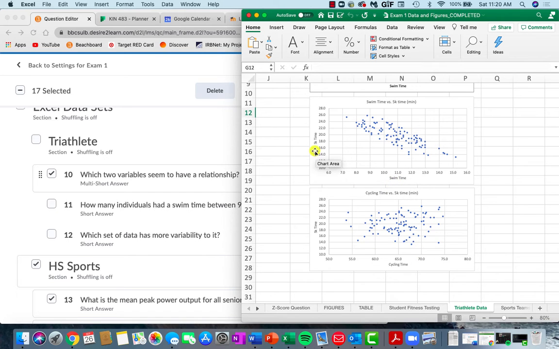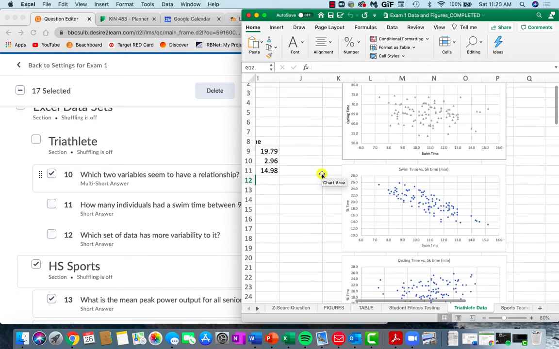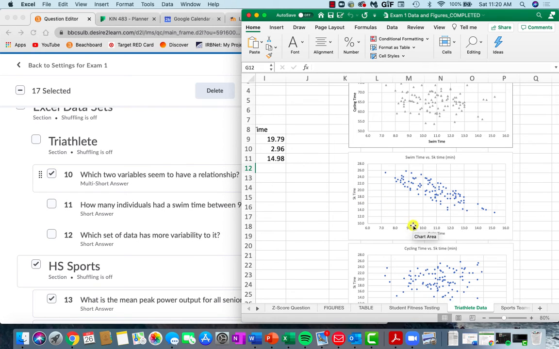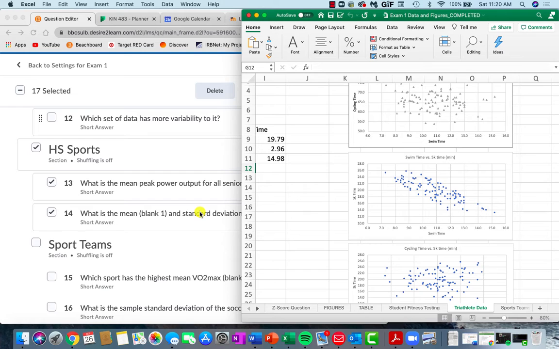If you look at 5K time and swim time, however, you can see there's a pretty distinct relationship, right? As swim time increases, their 5K running time decreases. Okay, so if you made scatter plots, it didn't really matter which variable was on the x versus the y-axis. You should have still gotten a similar shape with regards to the variables you were using. So that covers that one.